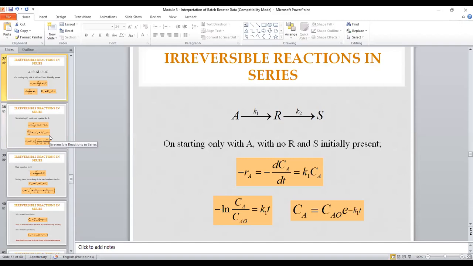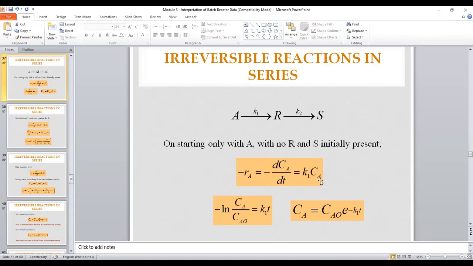Irreversible reactions in series. We will limit only our irreversible reactions in series here to a two-step series reaction. So we won't have another branch or another step here. If we start with only A, meaning there's no R and no S initially present, now we will have this rate of reaction in terms of the consumption of A.